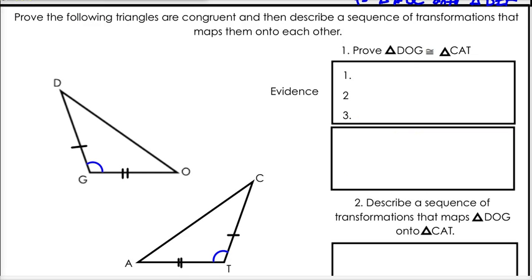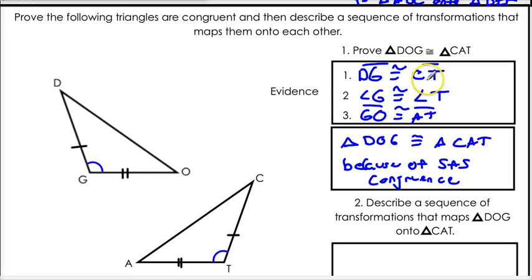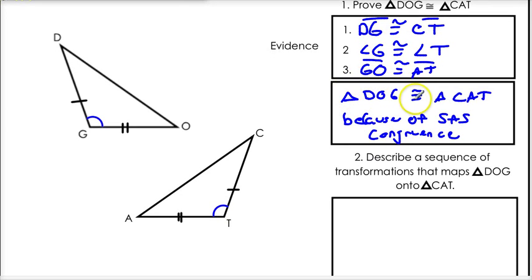Pause it now. Okay, we got DG is congruent to CT, angle G is congruent to angle T, and GO is congruent to AT. It doesn't matter the order that that's in as long as you wrote those three things. And that means that triangle DOG is congruent to triangle CAT because of side angle side congruence. All right, that proves that those two are congruent. And that's definitely side angle side. Two sides, angle in between.